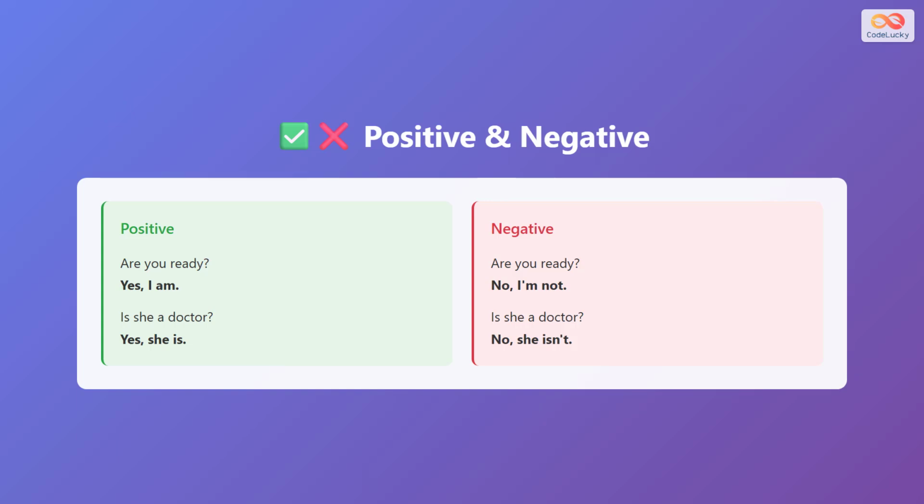Let's compare positive and negative answers side by side. When asked, "Are you ready?" a positive answer is, "Yes, I am." The negative answer is, "No, I'm not." Notice the contraction. When asked, "Is she a doctor?" the positive answer is, "Yes, she is." The negative answer is, "No, she isn't." Pay attention to these contractions as they are very natural in spoken English.